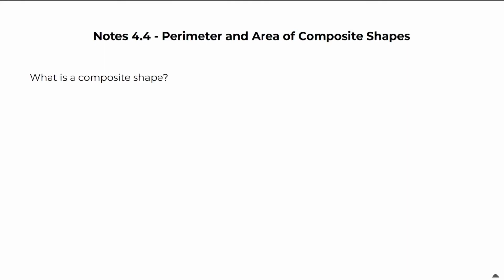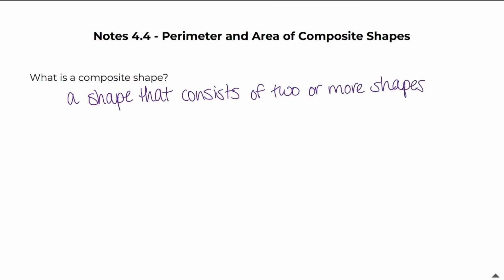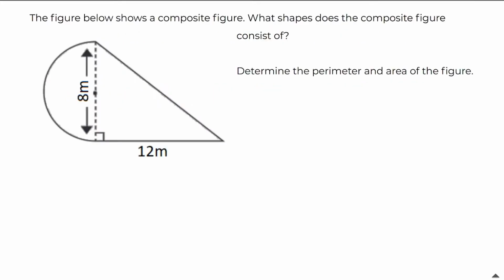Everyone, Notes 4.4 are on perimeter and area of composite shapes. Before we do anything, we have to define what a composite shape is. A composite shape is just a shape that consists of two or more shapes. So the figure below shows a composite figure. What shapes does the composite figure consist of?